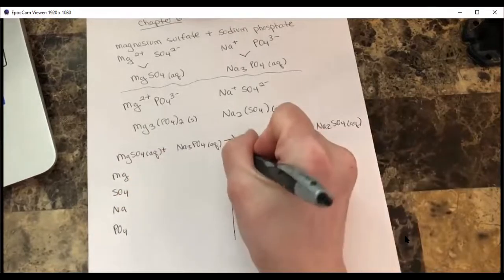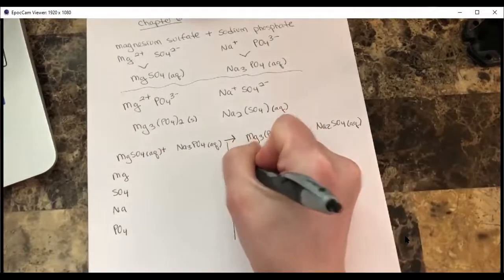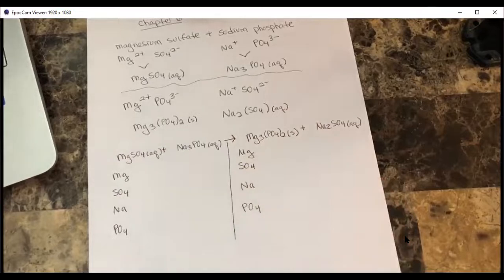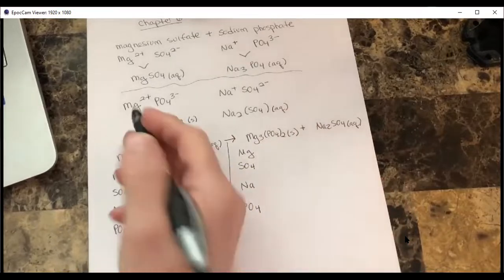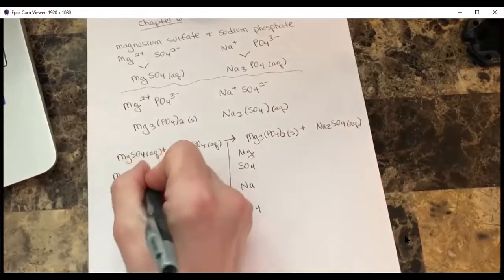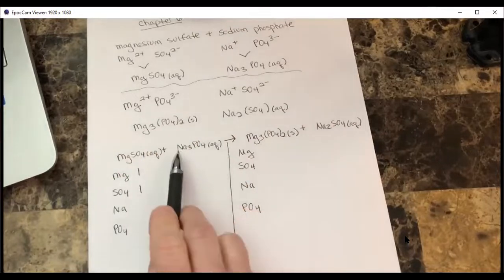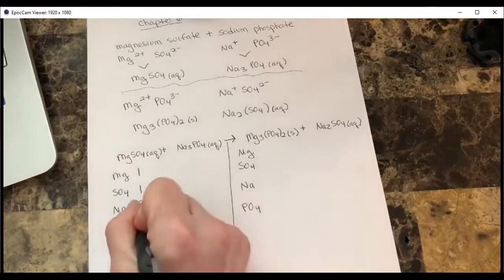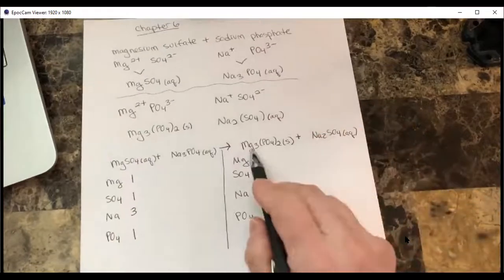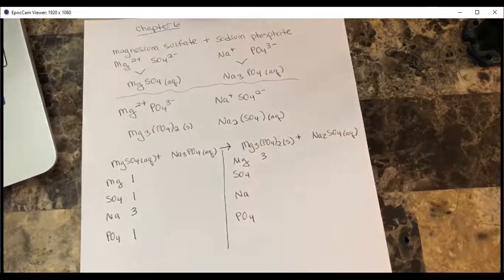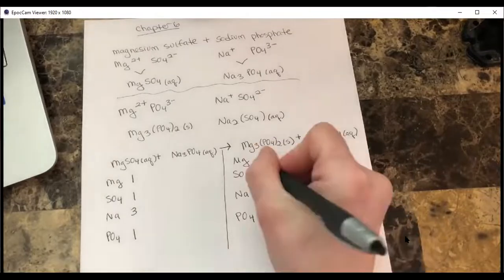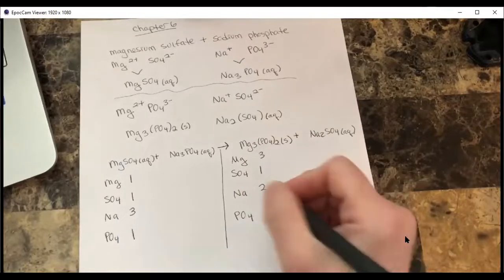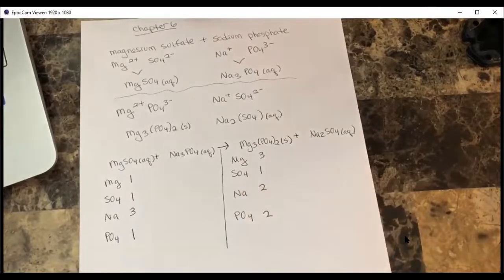Let's put the same thing on the other side. Magnesium, sulfate, sodium, and phosphate. Okay, let's see how many we have on each side. On this side, we have one magnesium, we have one sulfate, we have 3 sodiums, and we have 1 phosphate. Look at the other side. We have 3 magnesiums, right? We have 1 sulfate, we have 2 sodiums, and we have 2 phosphates, okay?